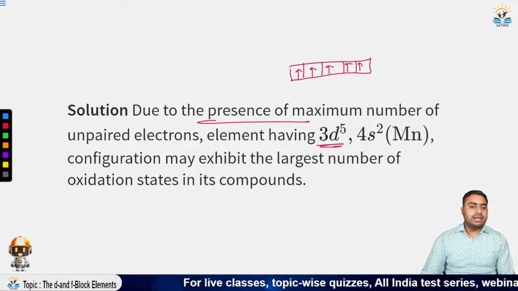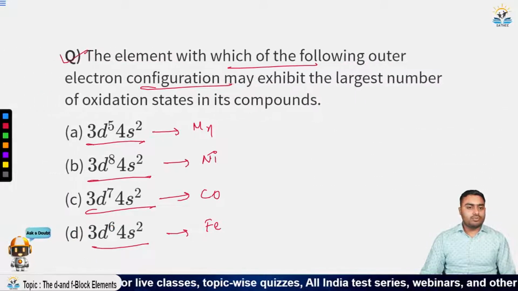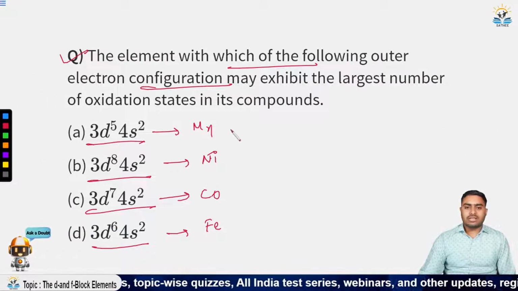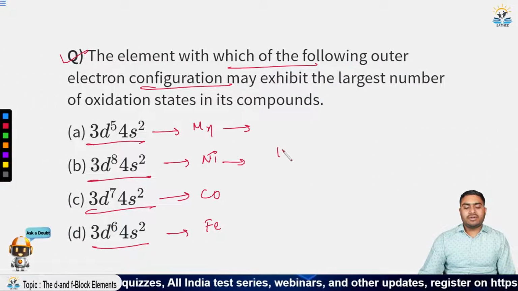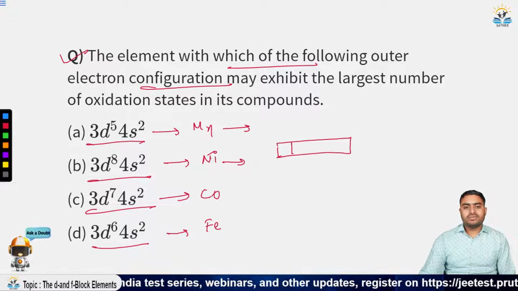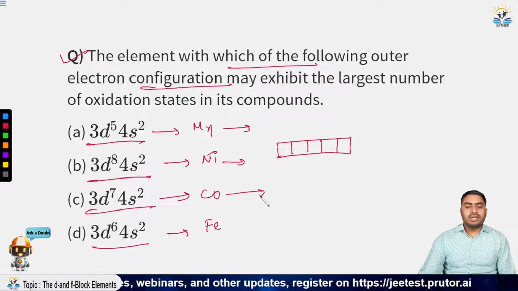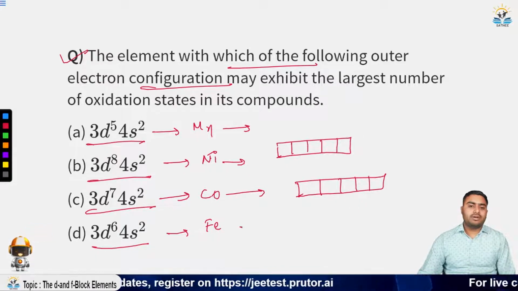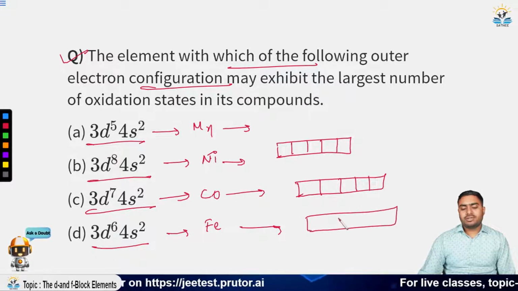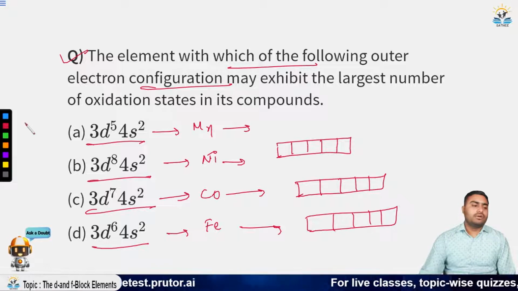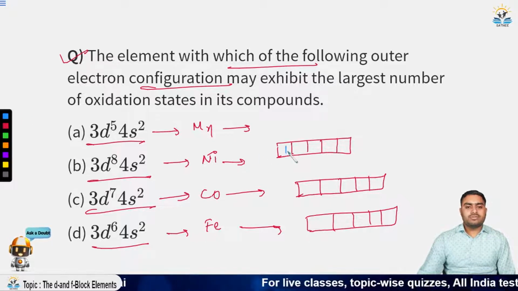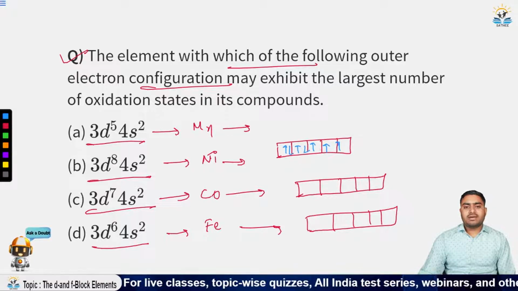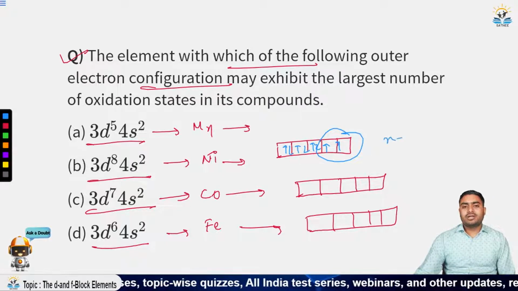If we fill electrons in each case, suppose in this case I have 3d8. If I want to fill it, you can see 1, 2, 3, 4 and 5. So the number of electrons in this case is 1, 2, 3, 4, 5, then 6, 7, 8. So the number of unpaired electrons is 2 here.